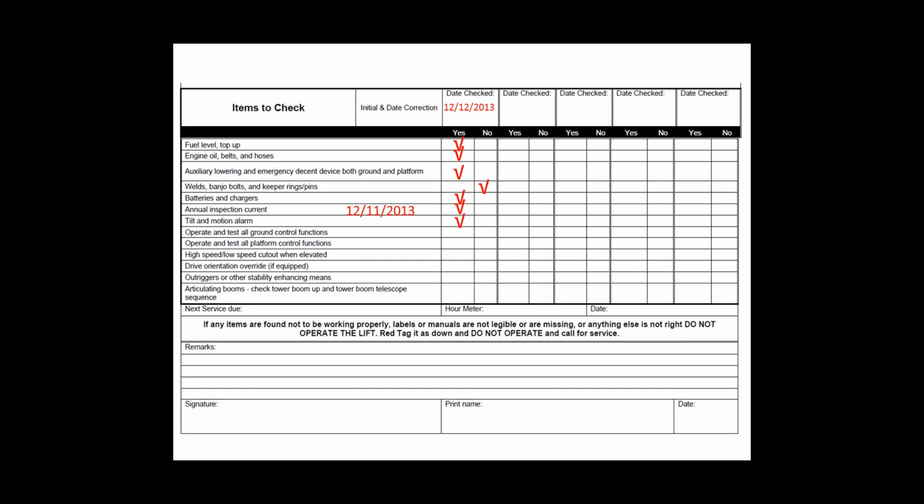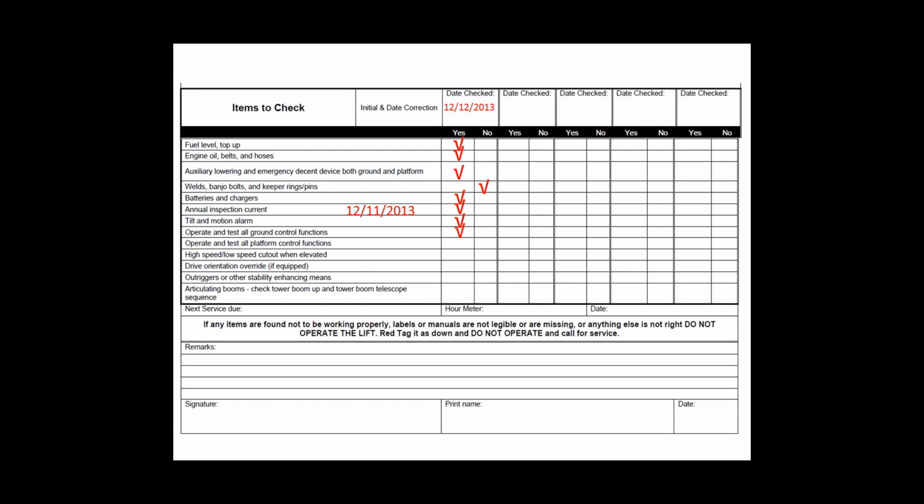We need to operate and test all ground control functions, which could include a different area of the manual lowering controls. So we need to be familiar with these machines in order to test all these devices. I'm going to say that we've done that and they work properly.